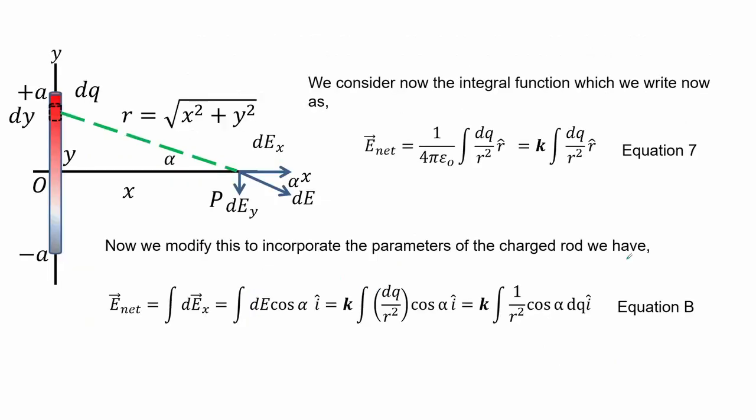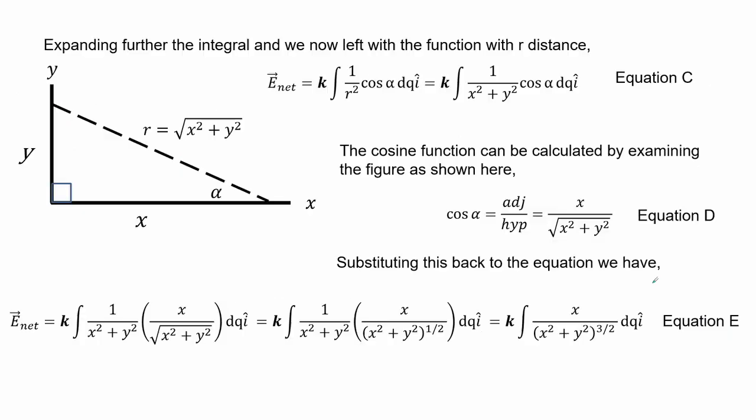We consider now the integral function, which we write as equation 7. We modify this function to incorporate the parameters of a charged rod as shown in equation B. Expanding the integral further, we are now left with the function with distance r as shown in equation C. The cosine function can be calculated by examining the figure as shown here in equation D. Substituting this back into the equation, we have function A.